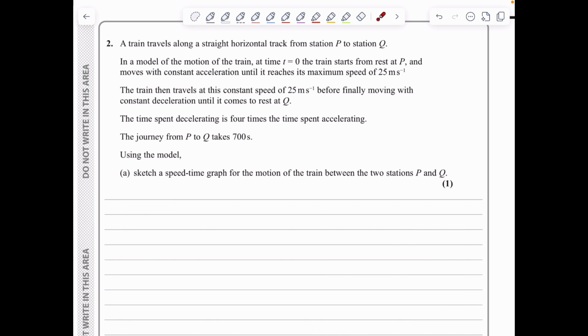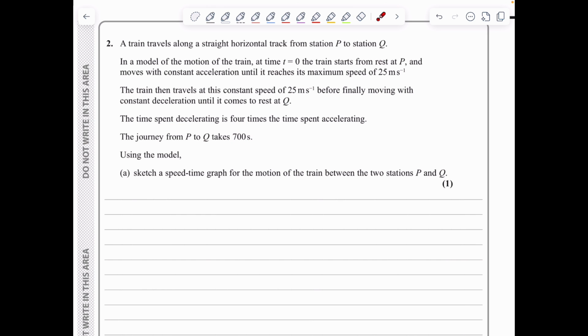In question 2, we've got a train traveling along a straight horizontal track from station P to station Q. Now, in a model of the motion of the train, when t is 0, the train starts from rest at P, moves with constant acceleration, reaching a maximum speed of 25 meters per second. It travels at this constant speed before finally moving with constant deceleration, coming to rest at Q. Now, the time spent decelerating is 4 times the time spent accelerating, and the total journey took 700 seconds.